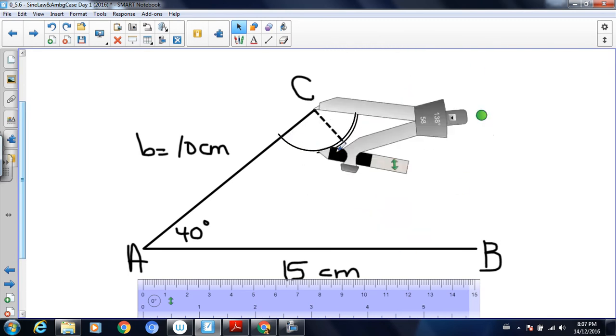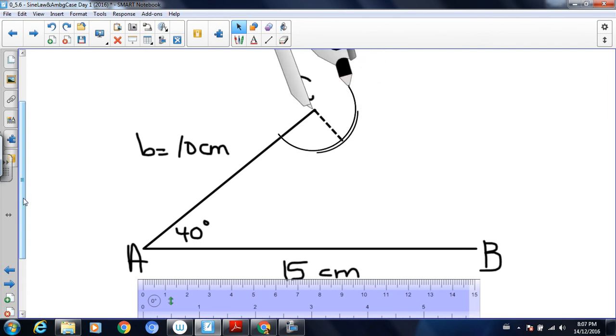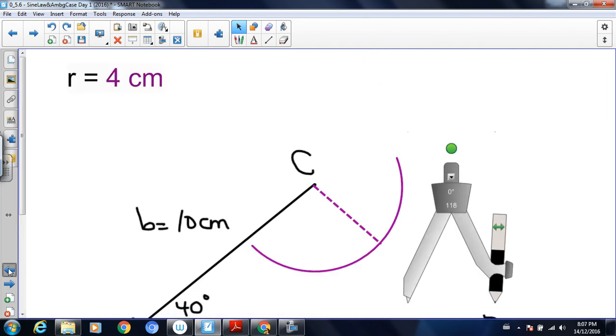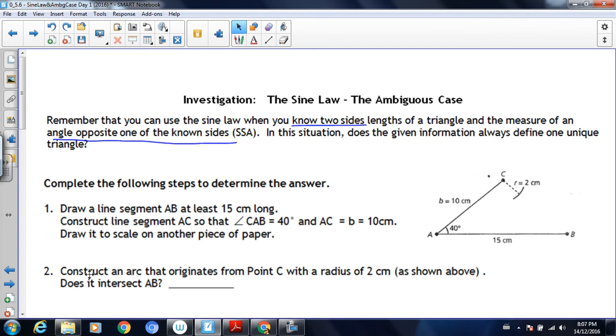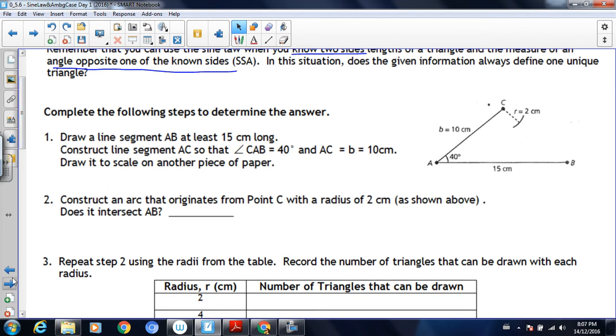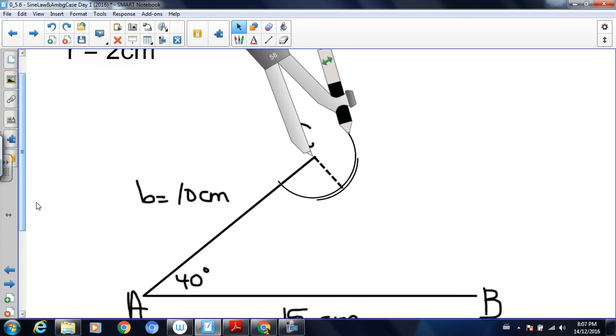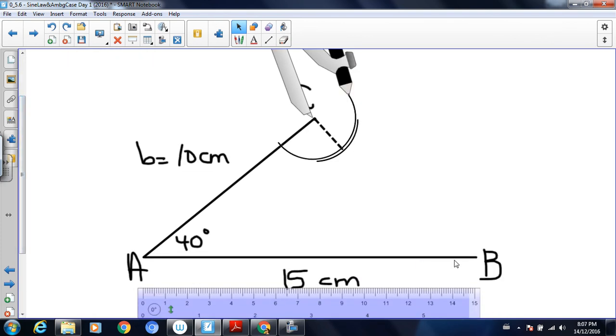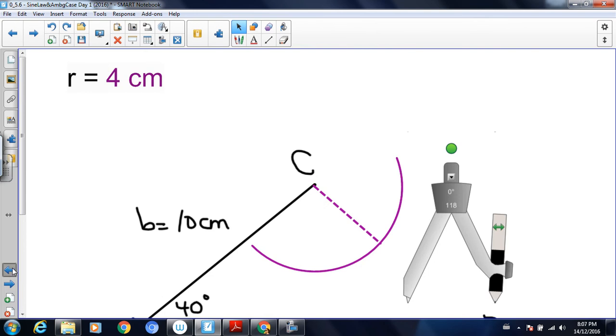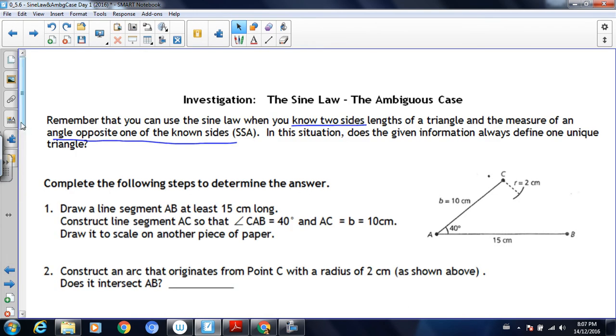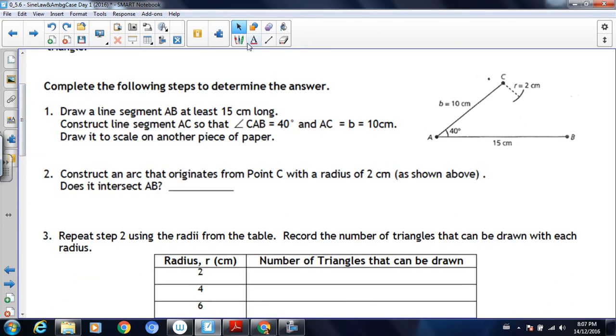Now, when you see this, let's answer the question. Going back. Now, does it intersect AB? So does this line intersect AB? Intersect meaning it has to touch this line, AB. Does it touch that line? Well, no, it doesn't, right? It doesn't reach line AB, which is at the bottom. So we will write that it does not.